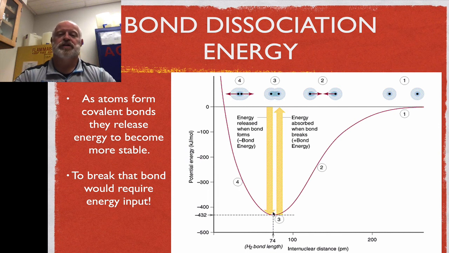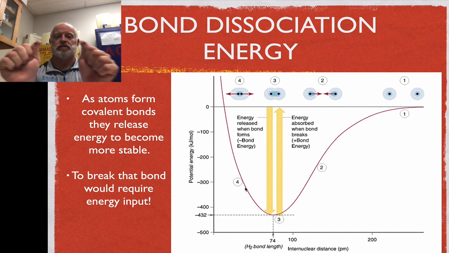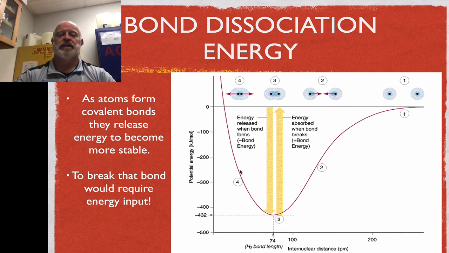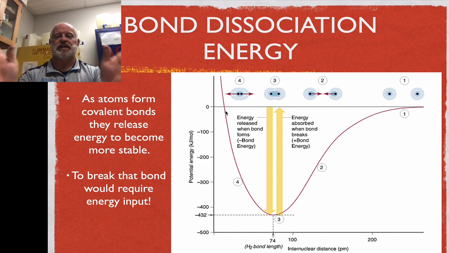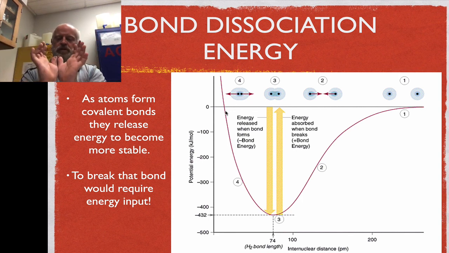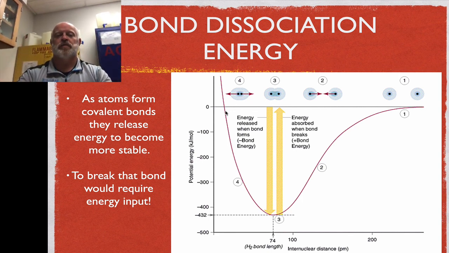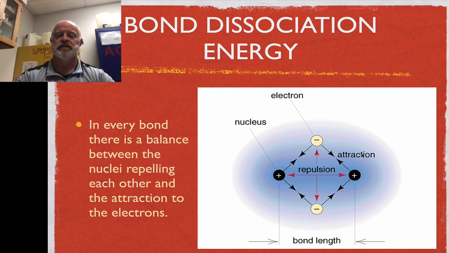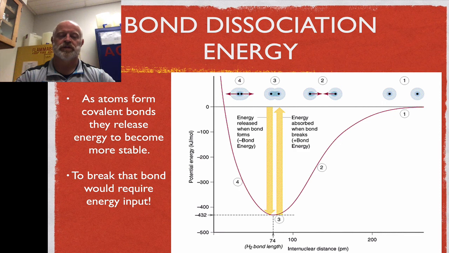If we were to continue to push them closer, so the nuclei got closer and closer, that energy well that we created would dissipate, and we'd actually increase energy, getting to an asymptote where it would increase exponentially, because they got closer and closer. These positive nuclei would repel each other, and they would not want that to happen. So for every bond, there's a perfect length. It's a balance between the repelling of the nuclei and the attraction of the electrons to the nuclei. So it's a balancing act between these 2 things.